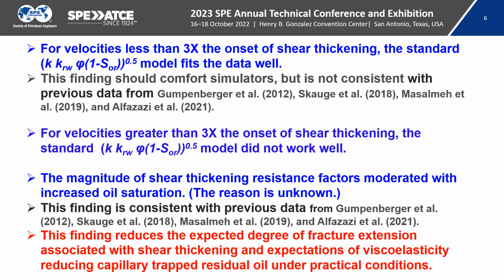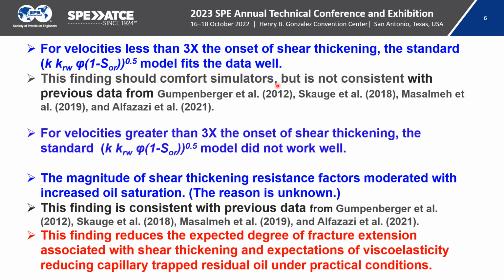So to summarize what I've just shown you in the previous slide, for velocities less than about 3 times the onset of shear thickening behavior, the standard square root of permeability porosity model fits the data pretty well. And that finding should be of great comfort to polymer flooding and chemical flooding simulators over the past 50 years, because it says you didn't just simply waste your lives.